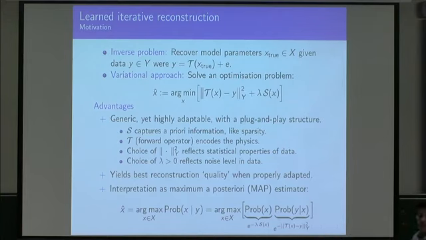Now, they are, of course, considered to be state of the art. They're nice because they're highly adaptable, yet they have a nice plug-and-play structure. It's a generic formulation, but it's adaptable. You can pick this S, which is essentially your penalization for overfitting. You can take a sparsity, or you can take some other thing. That's essentially capturing your prior knowledge.